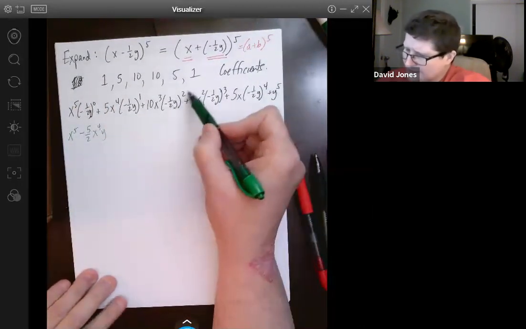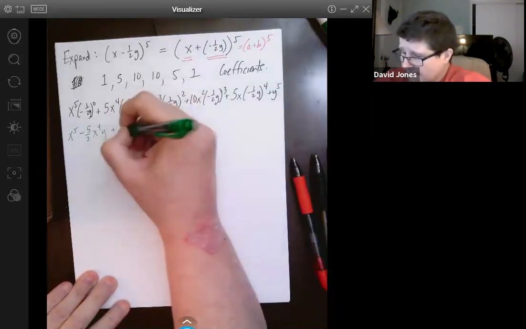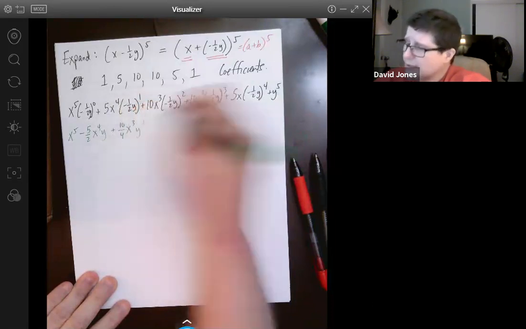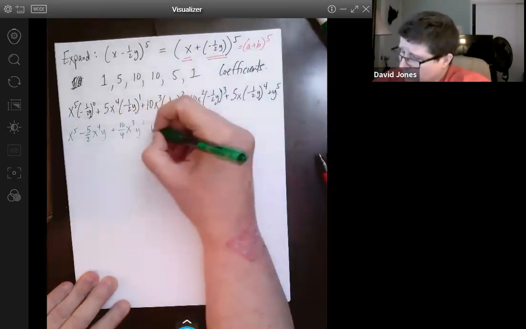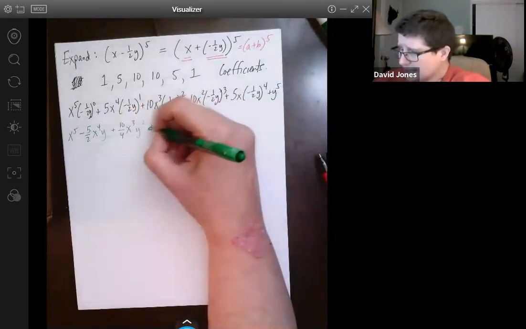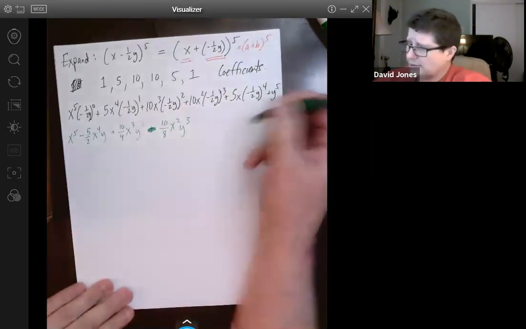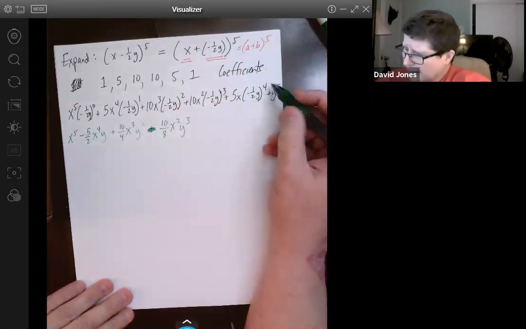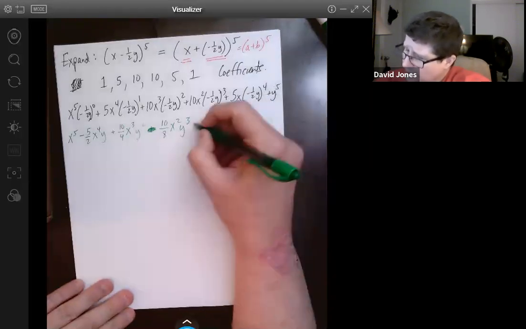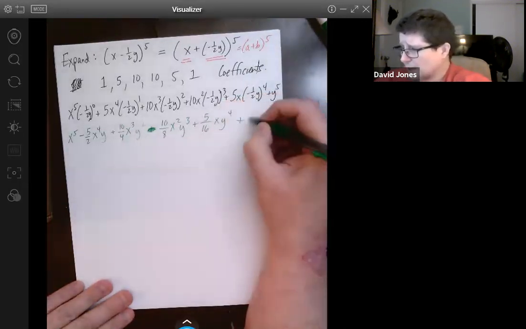And then negative 1/2 squared is 1/4. So 10/4 x cubed y squared plus negative 1/2 cubed. We're multiplying, we just multiply that out, it's negative 1/8. So minus 10/8 x squared y cubed. And 1/2 to the 4th power is 16. And the negative is an odd power or even power, it's positive. Plus 5/16 x y to the 4th plus y to the 5th.